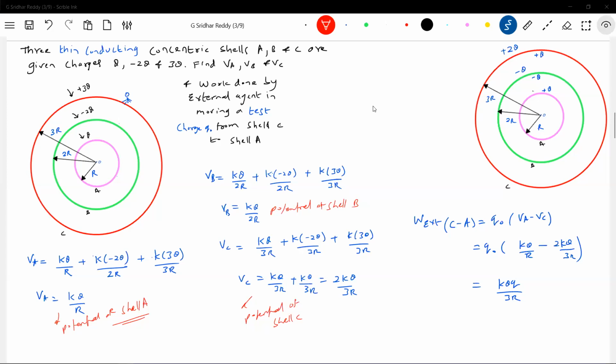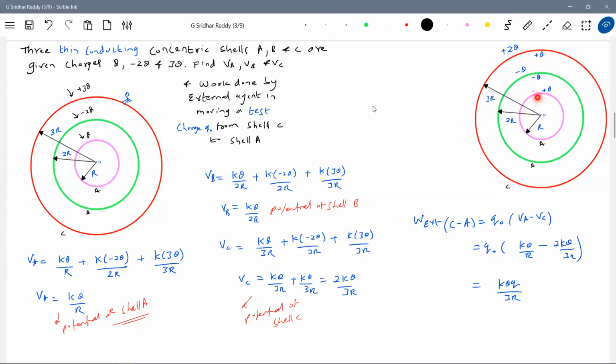Sorry, if I do for this also, will I get the same answer? Yes, you'll get the same answer. What is the net charge of shell B? Minus 2Q, see, 3Q. No need. But if I ask you the surface charge density, you should think in this way.